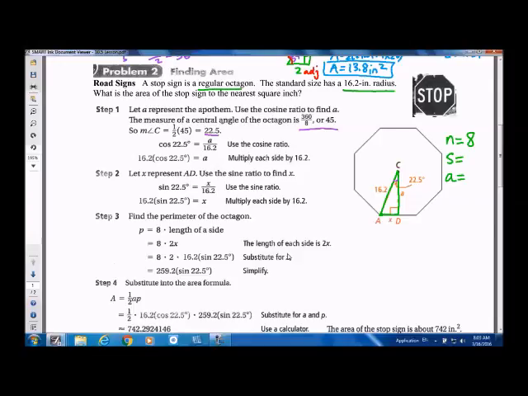Now, if we're going to use that angle, we look and we see that this is opposite, and here we have our hypotenuse, and this is adjacent. I know that anytime I have a hypotenuse, I'm going to use sine or cosine.